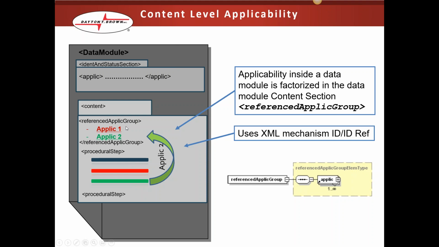So this all comes out of a pool. We can bring in applic annotations in this little grouping at the beginning of the DM, and we just start reusing them using ID ref throughout the procedural steps as necessary. So we don't have to copy and paste all over again. So if I only have 2, I only see 2, and I use ID ref on each of these steps to tie them together. Okay, so that's how that works.